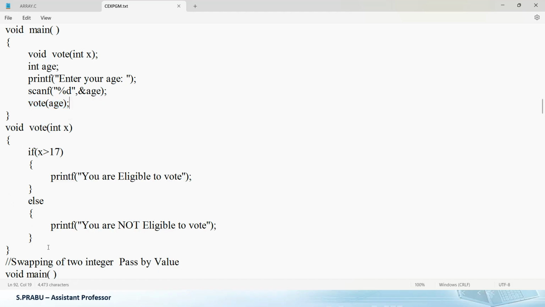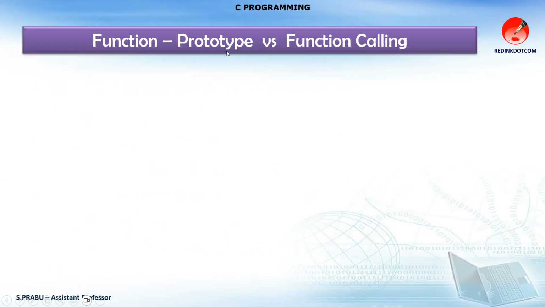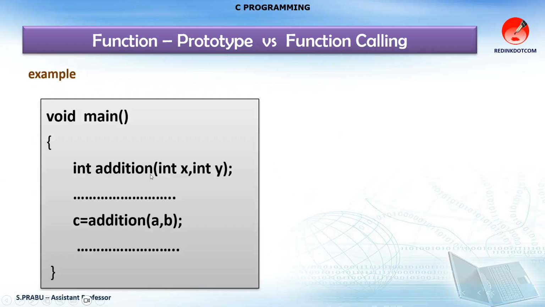So this function cannot return any value. So the return type is void. In a function calling statement, we simply call the function name as well as the argument. For the remaining functions, you can try it on your own. You just compare the function prototype with the function calling. If the function prototype looks like this, you can call the function in this manner.